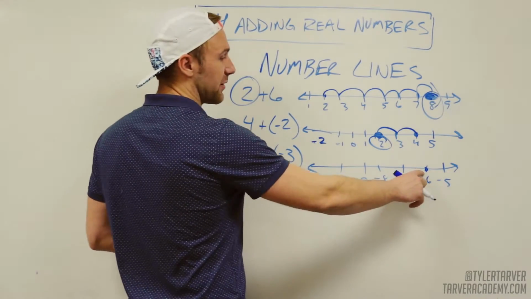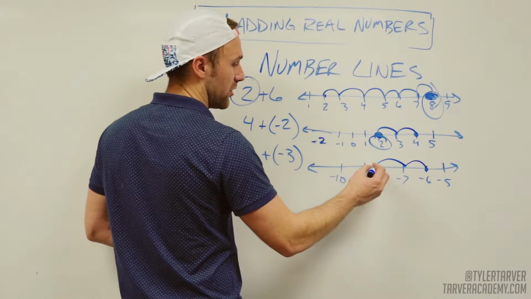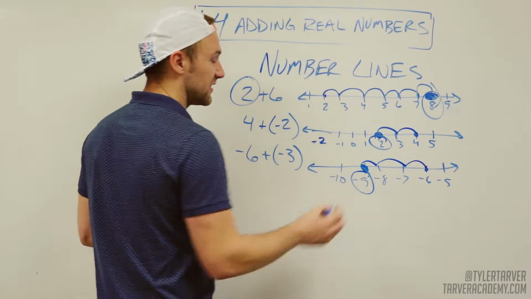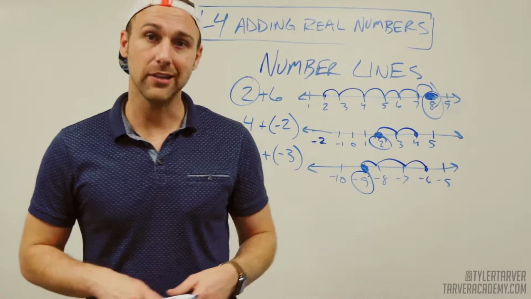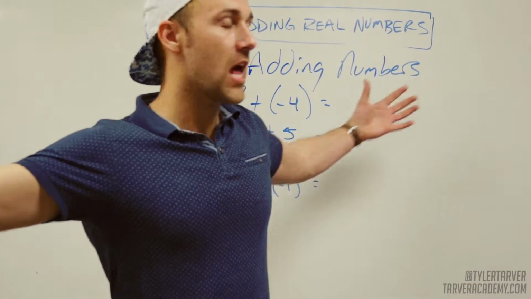All right, so negative 6. I'm going to go back 3. 1, 2, 3. My answer is negative 9. That's a number line, ladies and gentlemen. That's a number line. Okay, guys, let's talk about adding numbers.